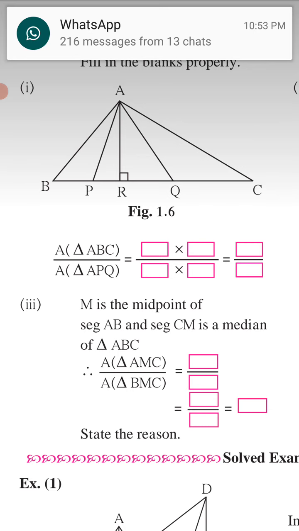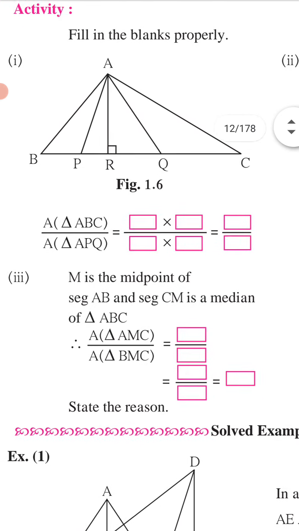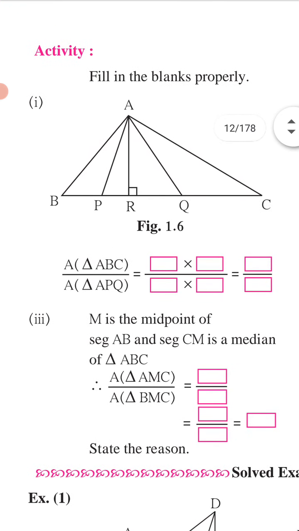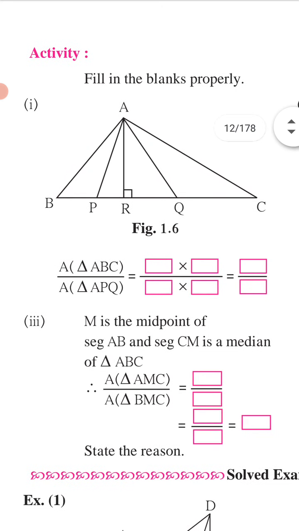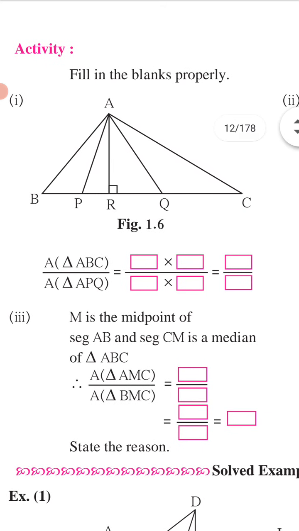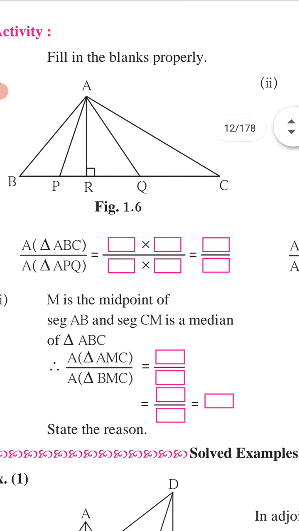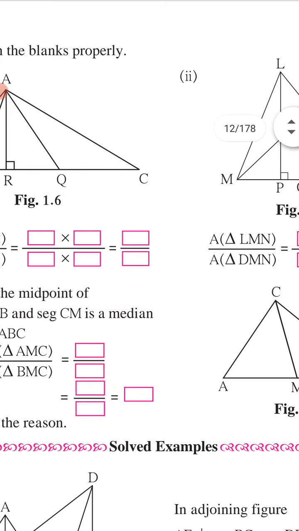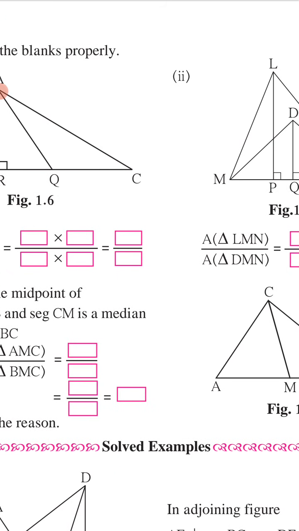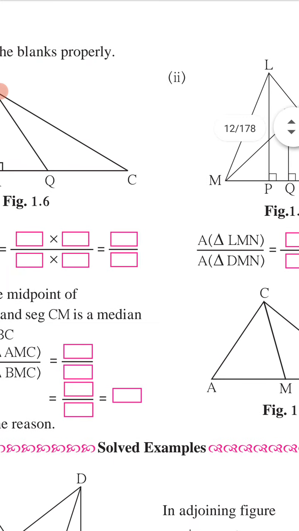BC. Yes, area of triangle ABC is BC into AR. AR is the height. Height is always perpendicular to the base. So AR is the height and BC is the base. What is the area of triangle APQ? What is the base of APQ? PQ and height is AR. So you are getting PQ into AR. So what are you getting in the next bracket? You are getting BC by PQ because here AR gets cancelled.